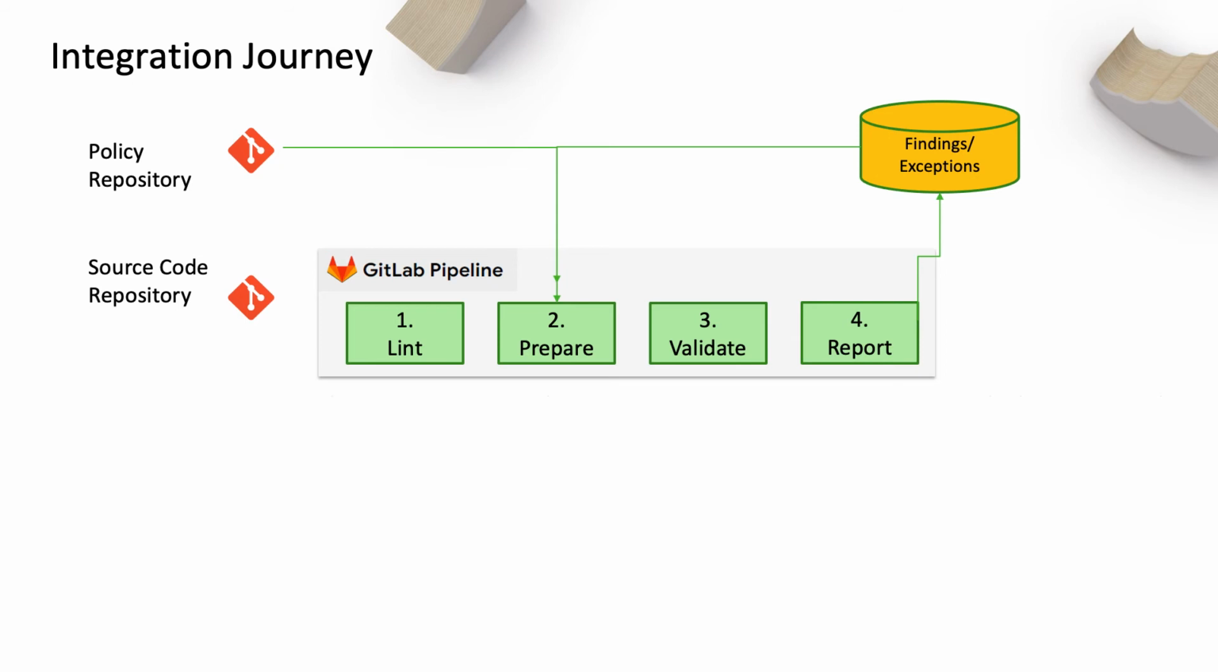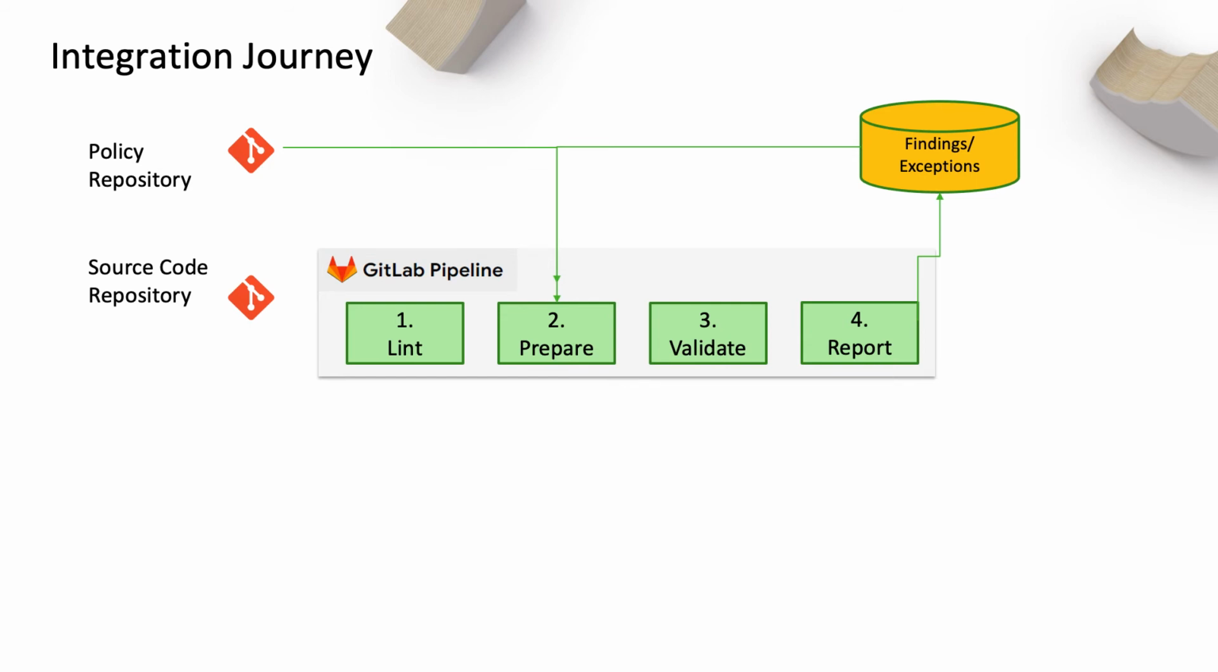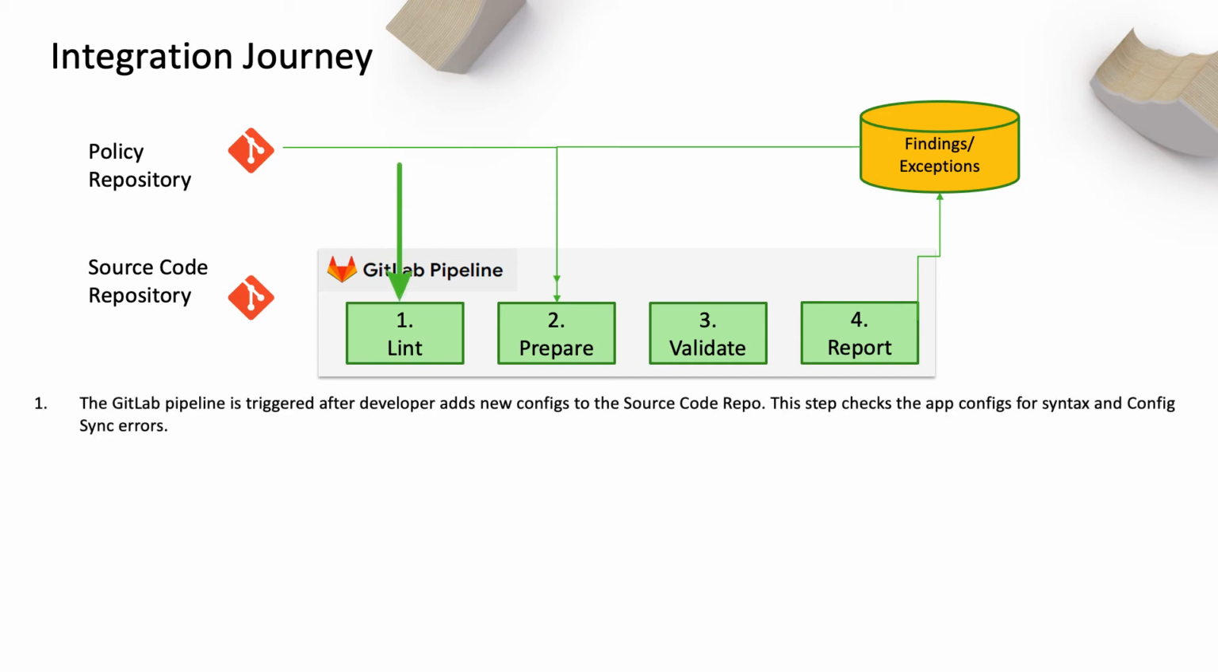Now, when a developer is making changes to the source code repository, a pipeline will be triggered. And as part of that pipeline, we are introducing a new job, which is going to be the new effective security guardrail. And this new job has 4 stages, namely lint, prepare, validate, and report. The first stage, which is the lint stage, provides us the ability to perform checks for any syntax errors or any config sync errors. We can do this by utilizing tools like kubeeval and nomosvet for this purpose.